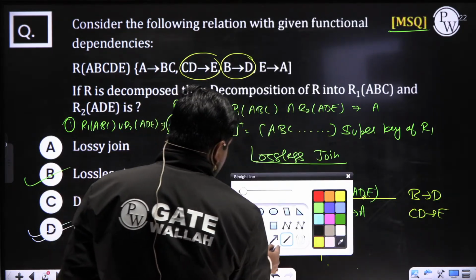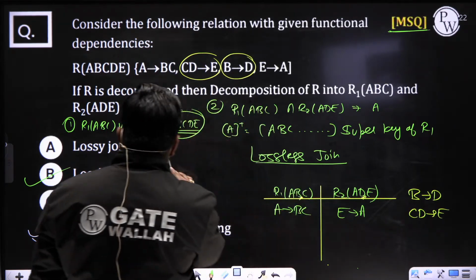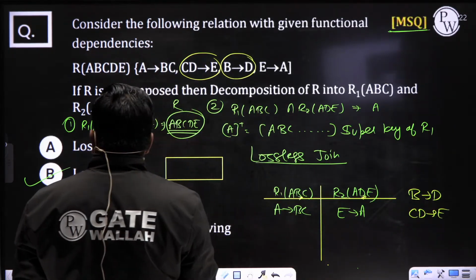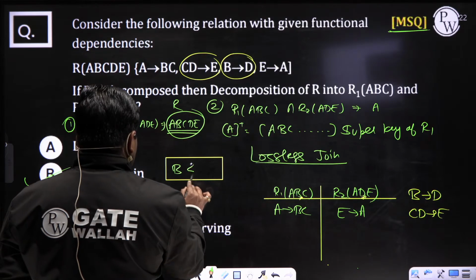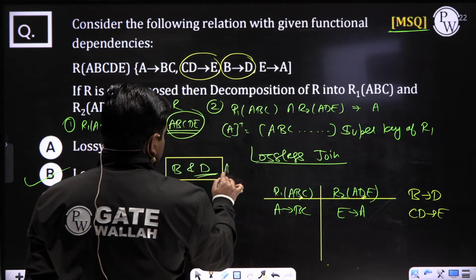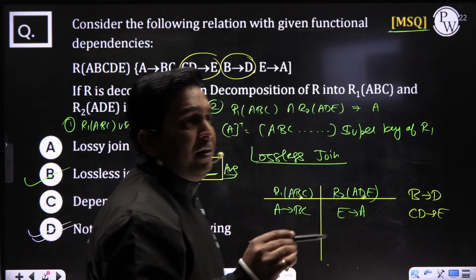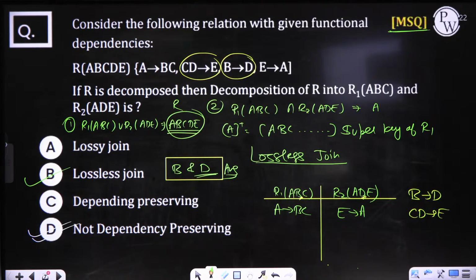My dear student, dependency not preserving. So what is the right answer for this one? It is a lossless join and dependency not preserving. Crystal clear, everyone? If it is crystal clear, kindly let me know.